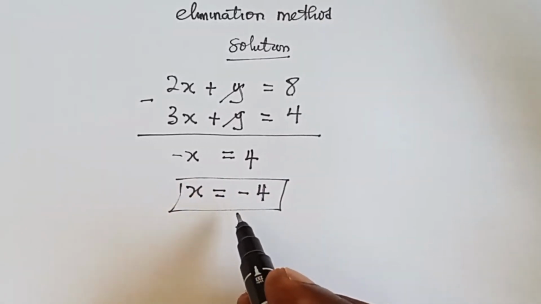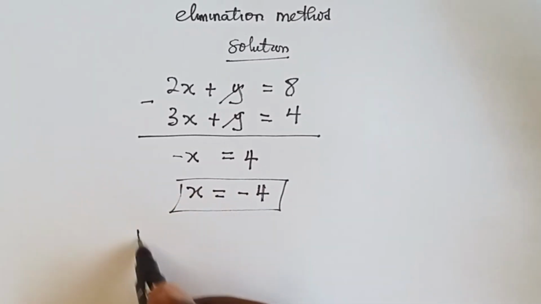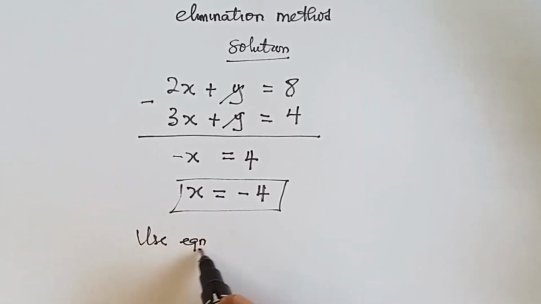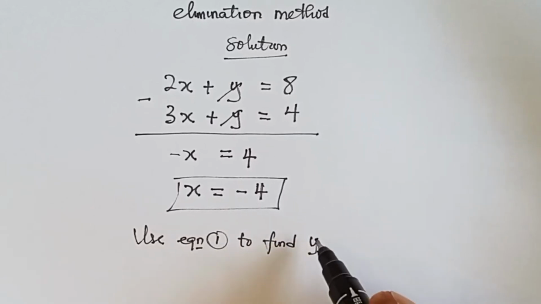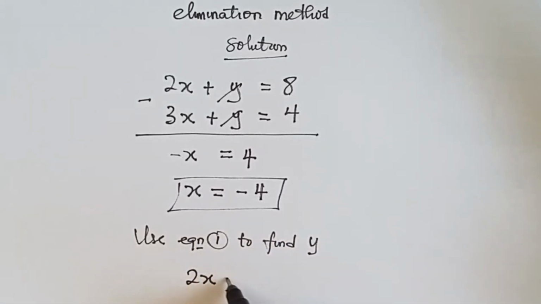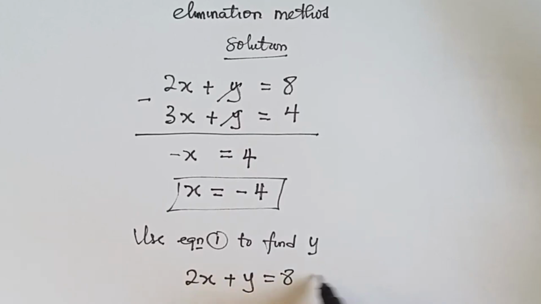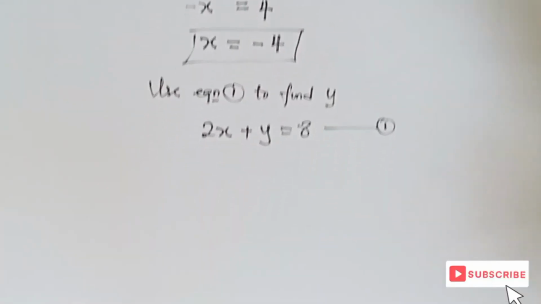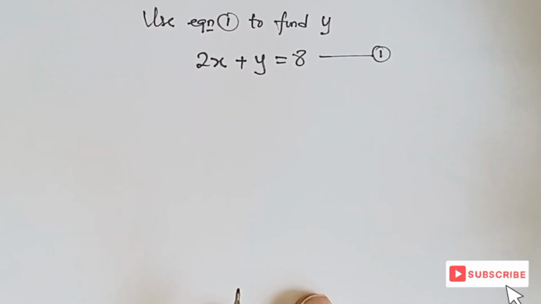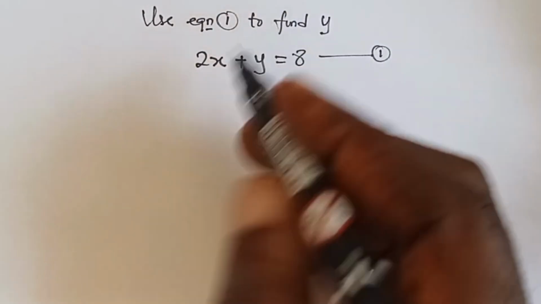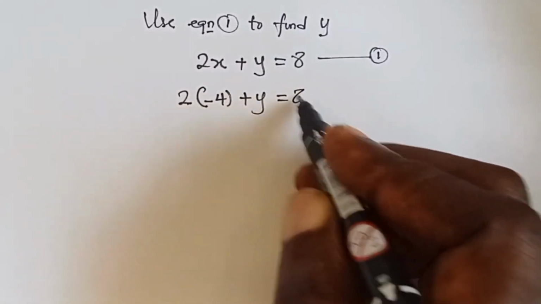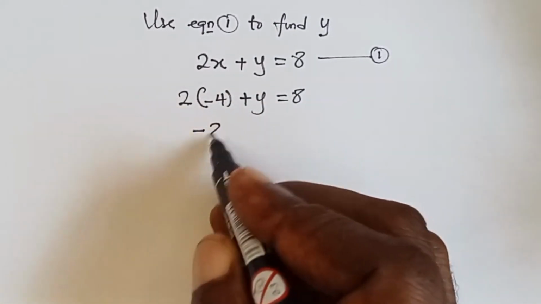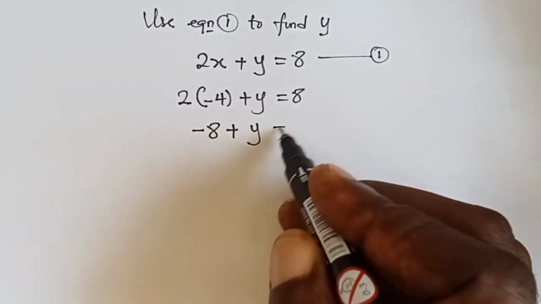To find y, we can use any of the two equations. Let's use equation 1 to find y. So what is equation 1? Equation 1 is 2x plus y equals 8. We're going to substitute for x. It means anywhere we see x in the equation, we are going to write minus 4, because that is what x is. So 2 times minus 4 plus y equals 8. 2 times minus 4 is minus 8, plus y equals 8.